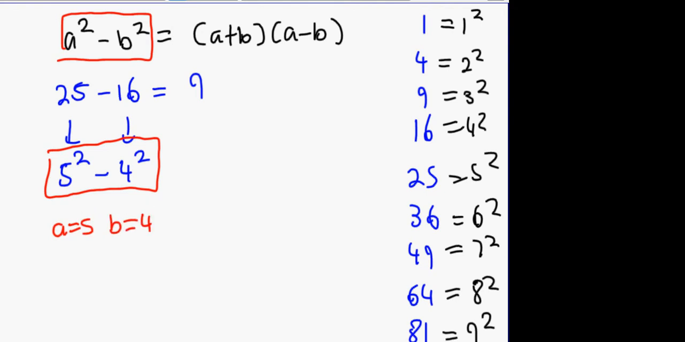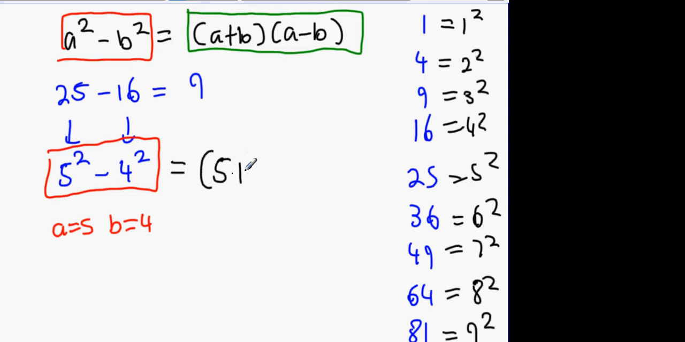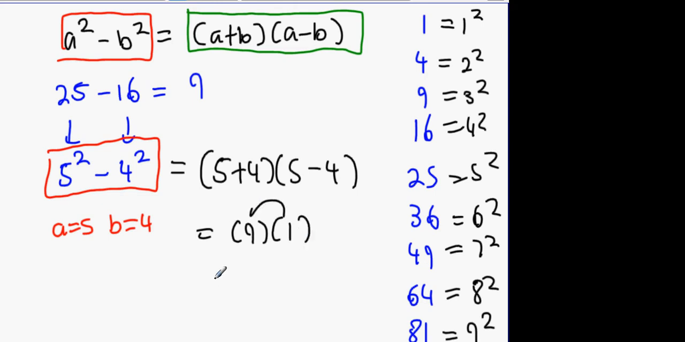Now, let's use the green box to see if the answer is still 9 if we do it a different way. So look at this. Okay, so what's A? 5. B? 4. And what's the other one? A? 5. B? Minus 4. Now what happens here, guys? 5 plus 4? 9. 5 minus 4? 1. 9 multiplied by 1? 9.